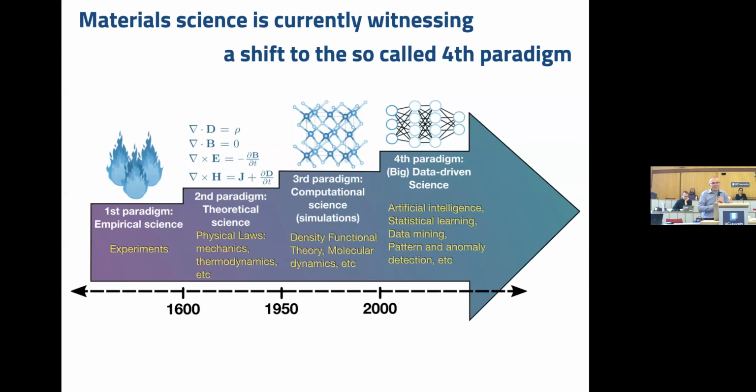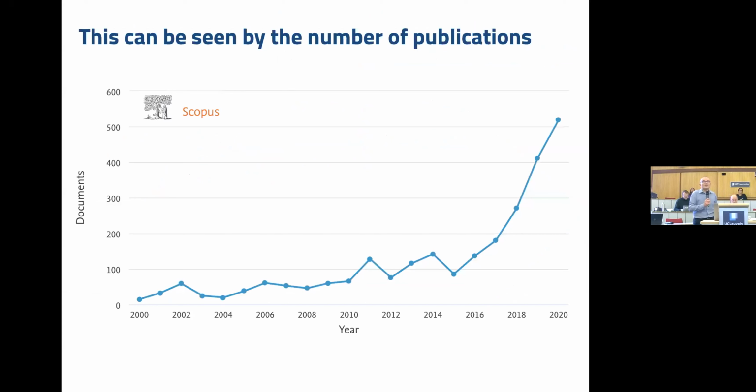We have seen that materials science is witnessing a shift to the so-called fourth paradigm. We had the first three, which are empirical science, theoretical science, and computational science, and now we're moving to big data-driven science, with big in parentheses, because we know there are cases in which there is a limited amount of data. This can be seen in the number of publications, which is growing almost exponentially.